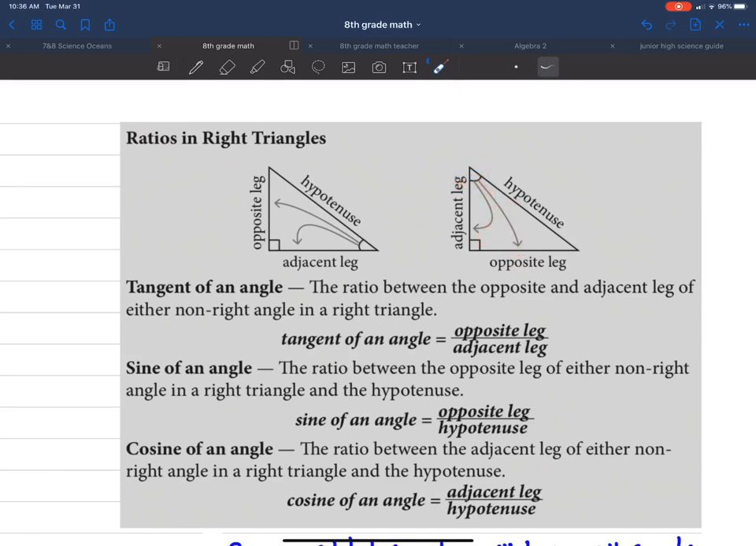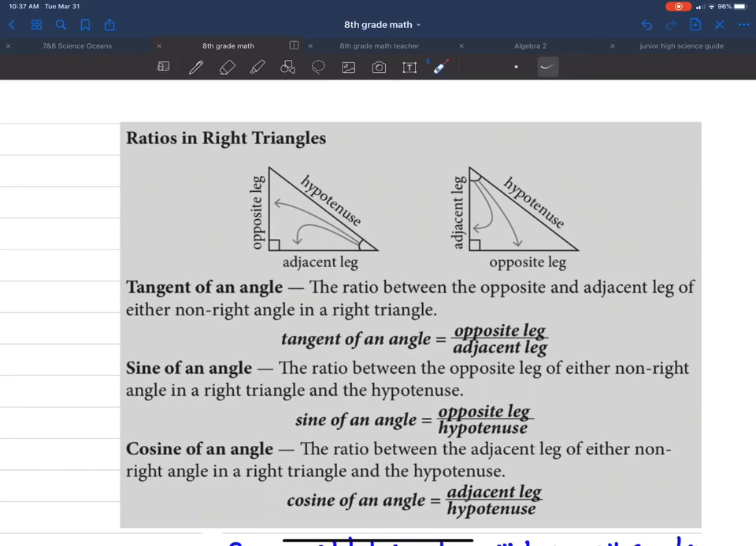And then for the cosine, let's use this one right here. The cosine of a non-right angle will be the adjacent leg divided by the hypotenuse. In this one, it will be the adjacent leg divided by the hypotenuse. Great. So, as long as you can remember that, you will be okay.